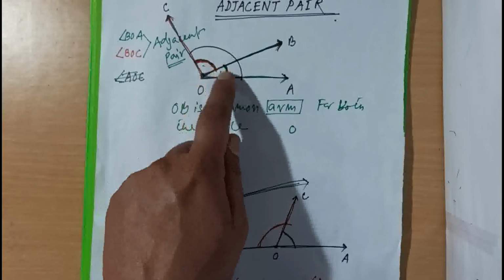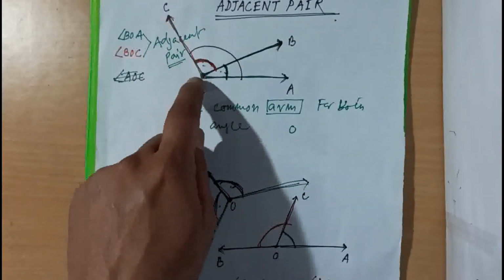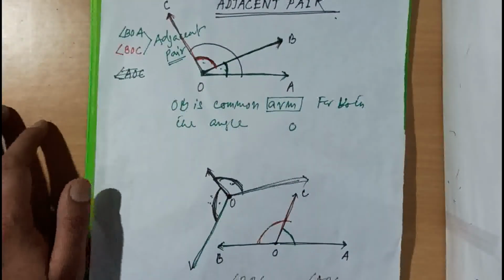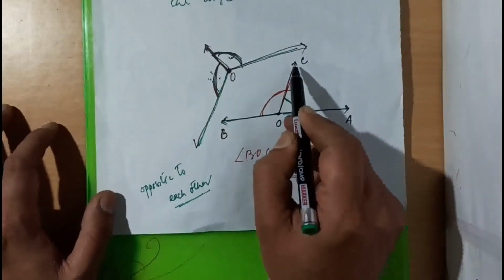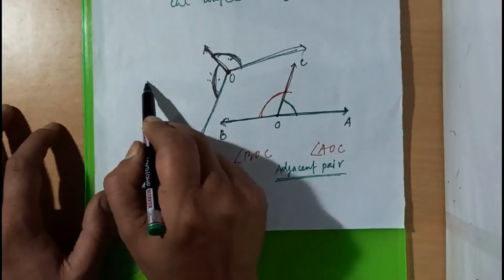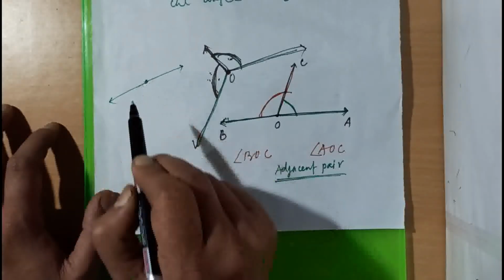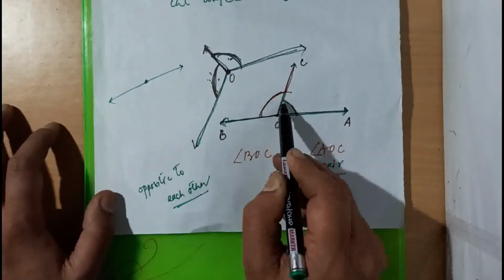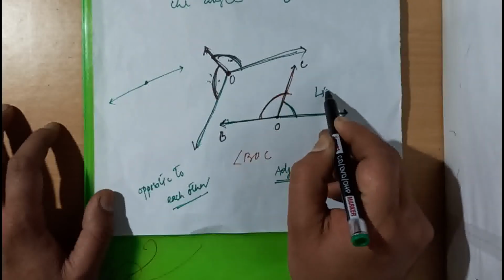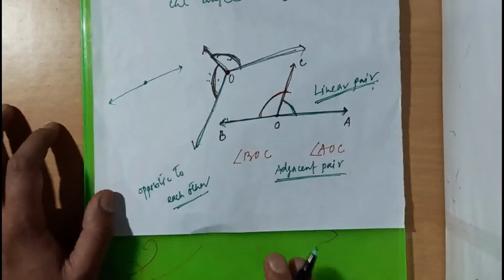These two angles are also adjacent, but the other two rays, apart from this common ray, that is OC and OA, are not opposite to each other in this case. But in this case, apart from this ray and this ray, they are opposite to each other. One ray is in that direction and another ray in that direction. Both are opposite to each other. In such a case, the adjacent pair is known as a linear pair. So this linear pair is a special case of adjacent pair.